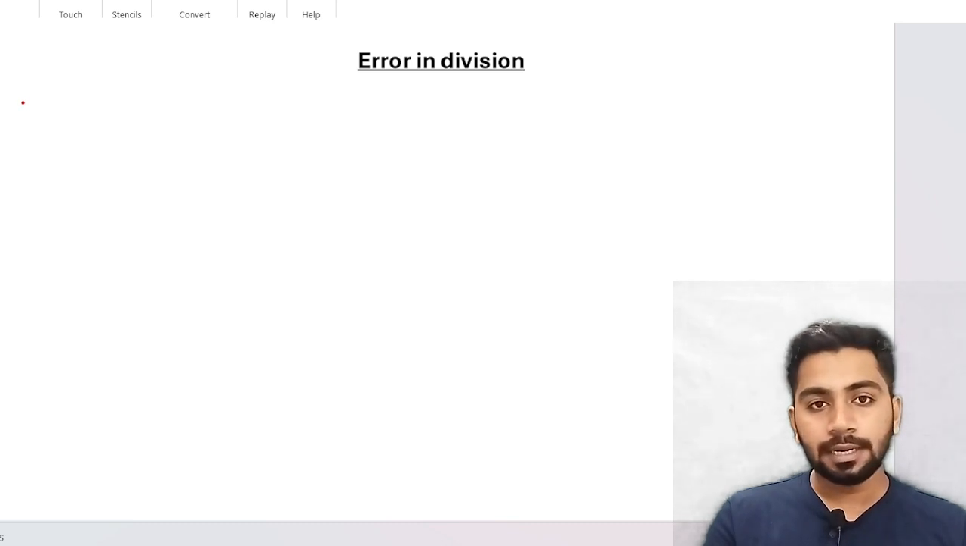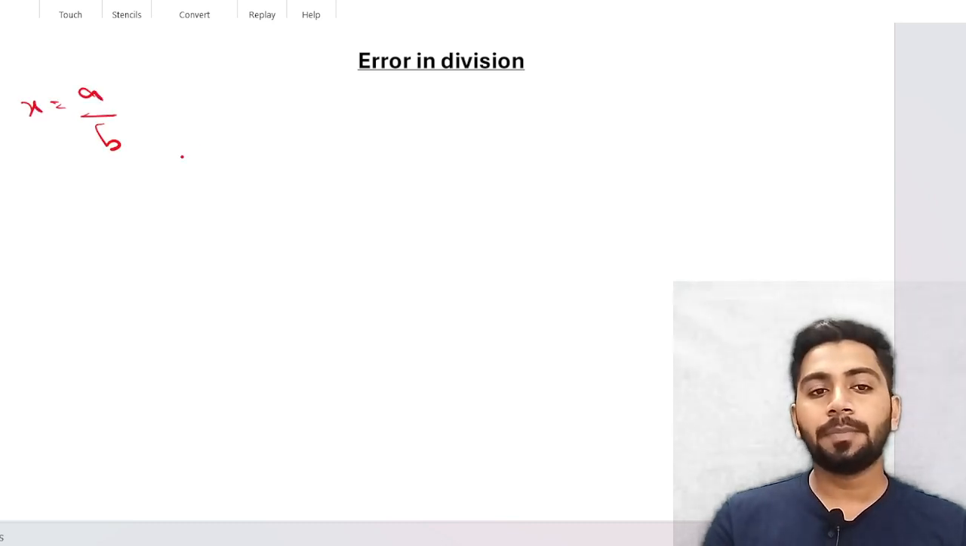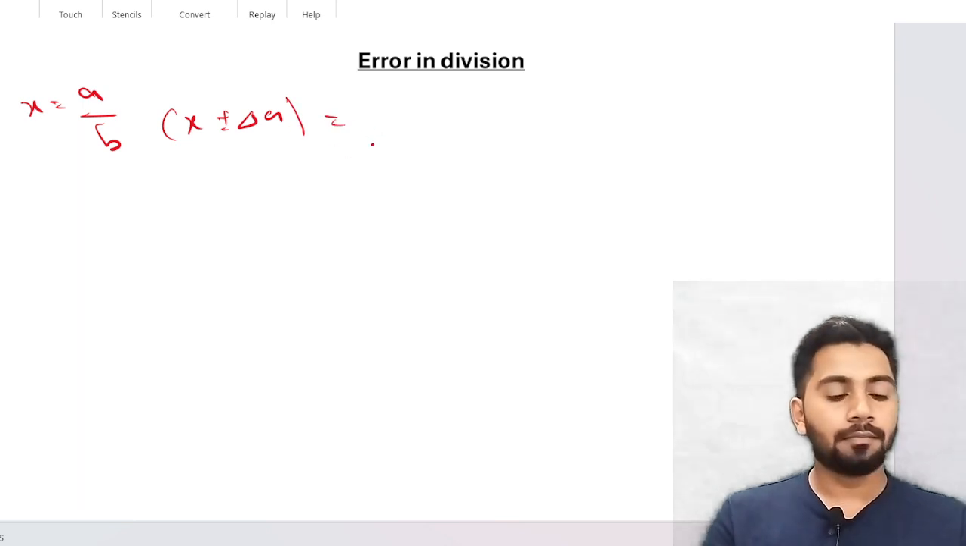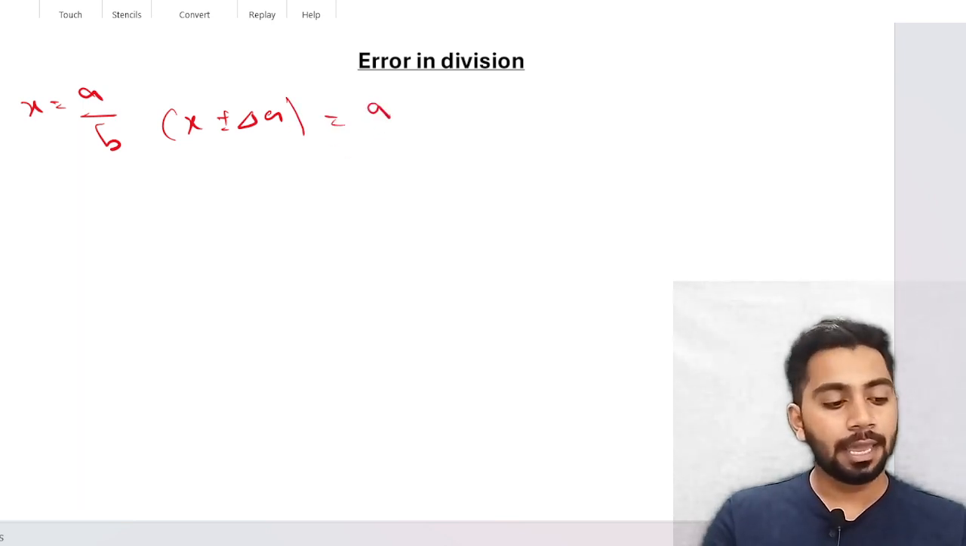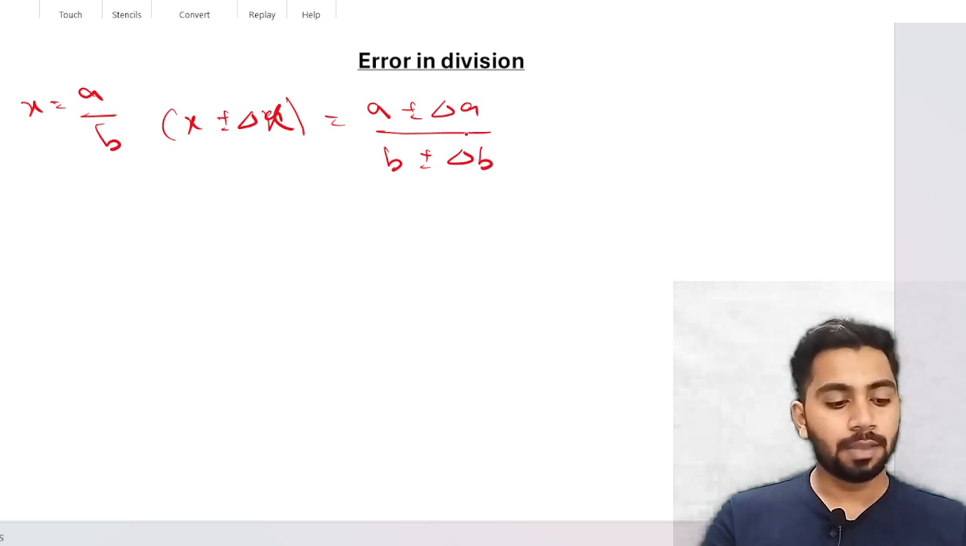Division of errors, which means x is equal to a divided by b. Similarly, I will add our error, plus or minus error, for above also. How can I add error? Try this one: a plus or minus error of a, this one x, divided by b plus or minus error of b.